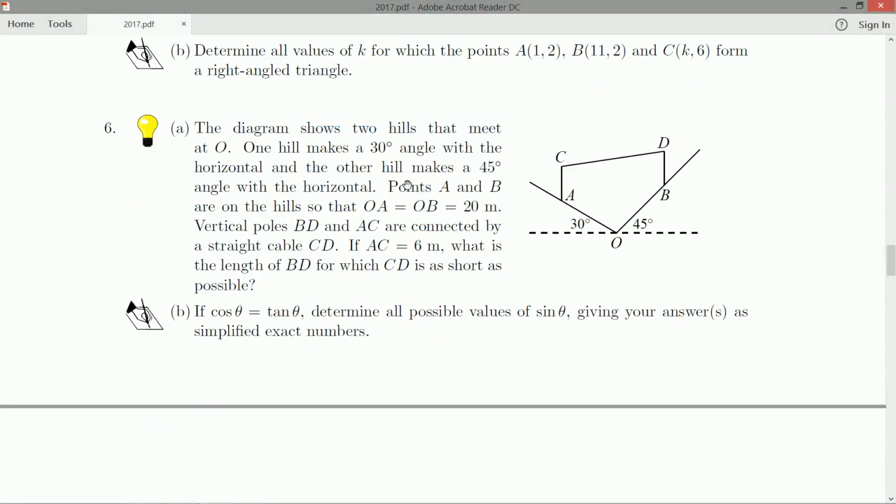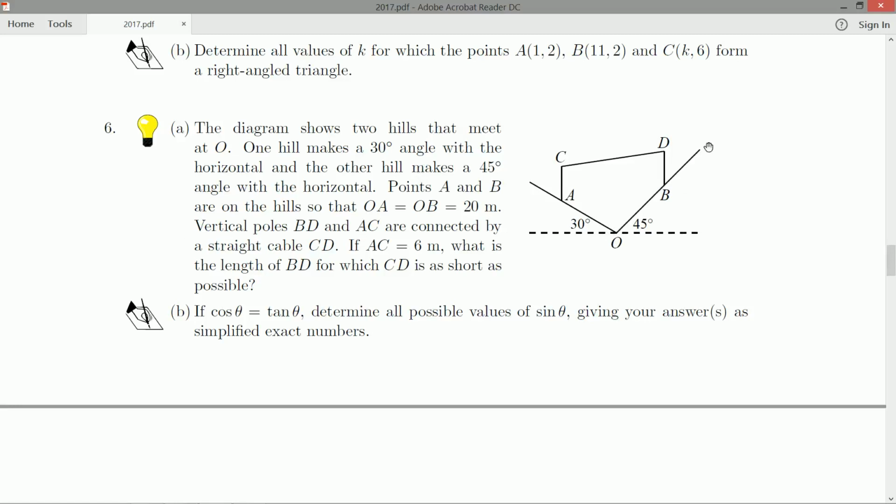So our light bulb question, where we just need the final answer: the diagram shows two hills that meet at O. One hill makes a 30-degree angle with the horizontal, and the other hill makes a 45-degree angle with the horizontal. Points A and B are on the hills so that OA is equal to OB. So maybe O is the center of a circle, and these are our radii. And we know that length is 20 meters.